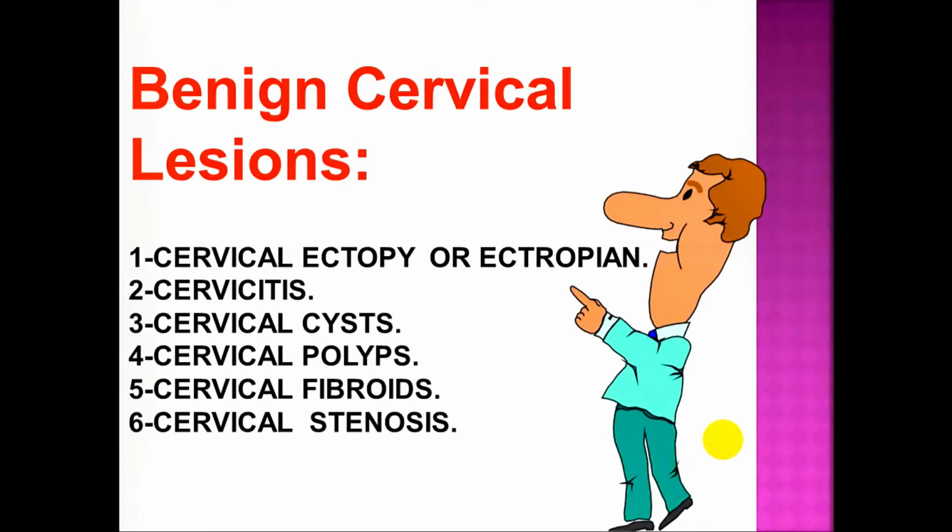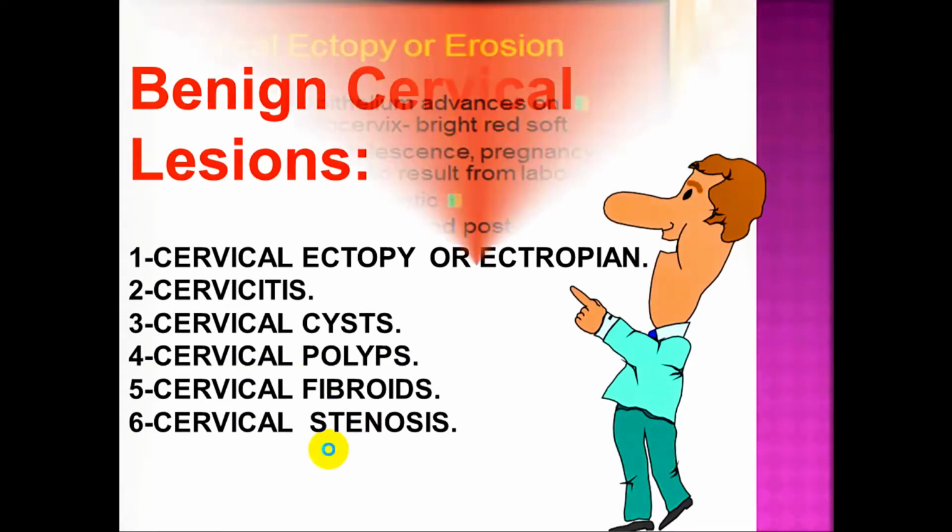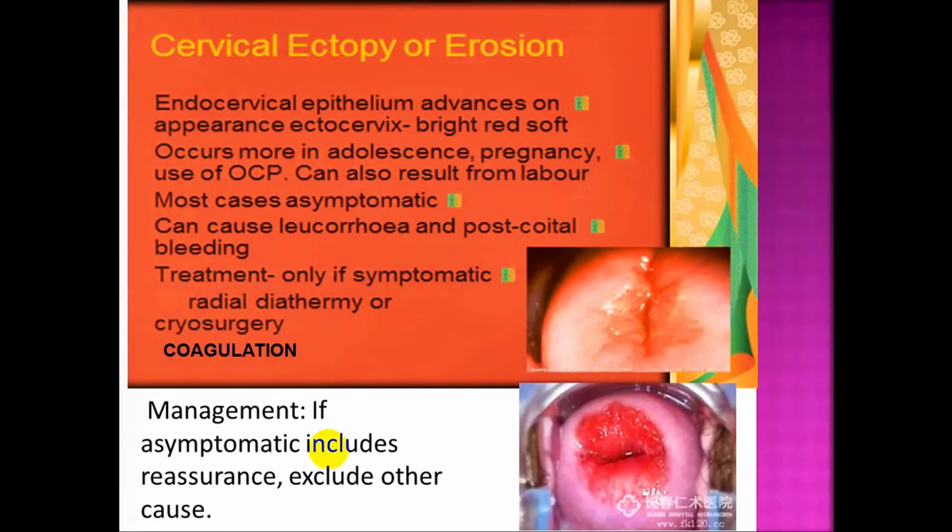Benign cervical lesions are: cervical ectopy or ectropion, cervicitis, cervical cyst, cervical polyps, cervical fibroid, and cervical stenosis. The cervical ectopy or erosion, as you can see now in the picture.